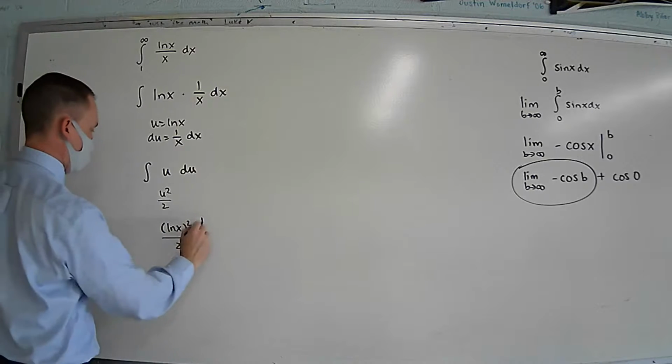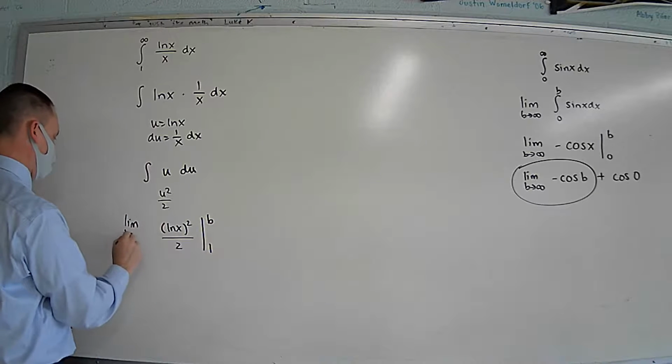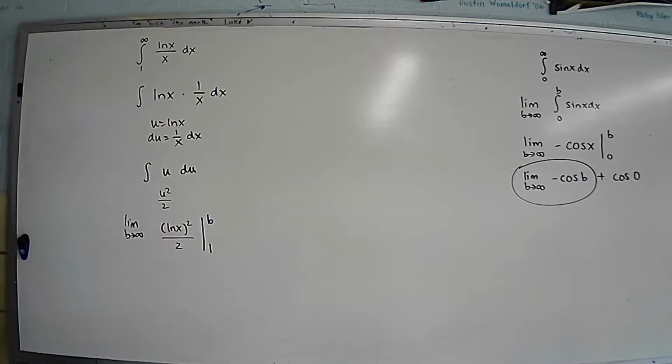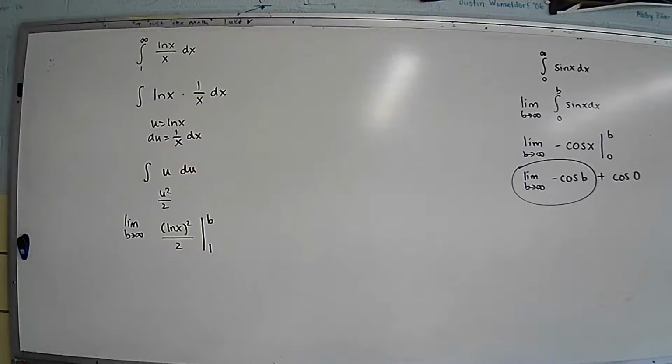And now I'm going to evaluate this from 1 to b, and then I'll take the limit. See how I did that? Instead of changing the limit at the beginning. Sometimes when the antiderivative is a little more complex, that's how we like to do it.